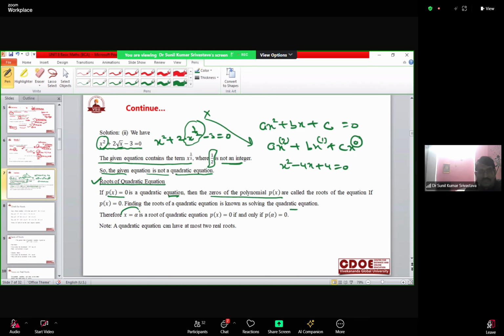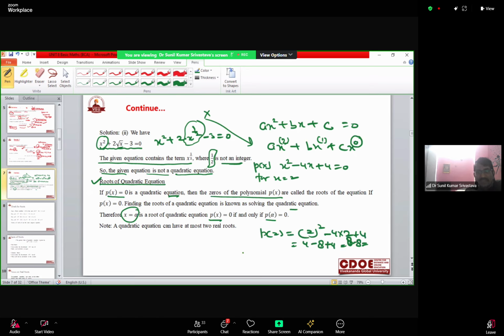Suppose x is equal to alpha is a root of the quadratic equation. So it will satisfy the equation when we put the value in. Suppose this equation written here, x square minus 4x plus 4 is equal to 0, is the polynomial expression. Suppose x is equal to 2. What is the value of this expression? P(2) is 2 square minus 4 into 2 plus 4, that is 4 minus 8 plus 4, that is 8 minus 8 is equal to 0.